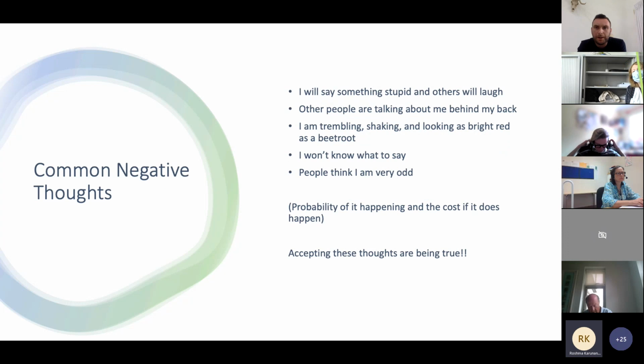Common negative thoughts that people often think about, again, if we're looking into the during things. I will say something stupid and other people will laugh. Other people are talking behind my back. I'm trembling, shaking, looking as bright red as a beetroot. I won't know what to say. People will think I'm very odd. So really, the probability of it happening and the cost if it does happen. So what we're saying here is that often people have these very, very negative ideas and they carry these ideas into situations and they believe it's going to happen, and again, it's one of the maintaining features of this.